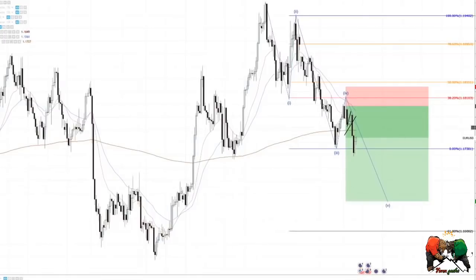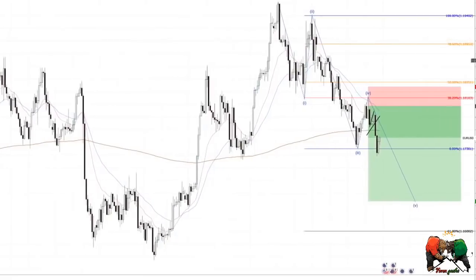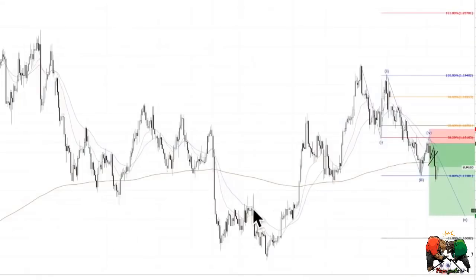Now, once we have this, I'll just minimize this so we can actually see the chart. So the rules for this strategy: if price is above the 200 smooth moving average, which is this big line here, then we're looking for longs, and if price is below the smooth moving average, then we're looking for shorts only.